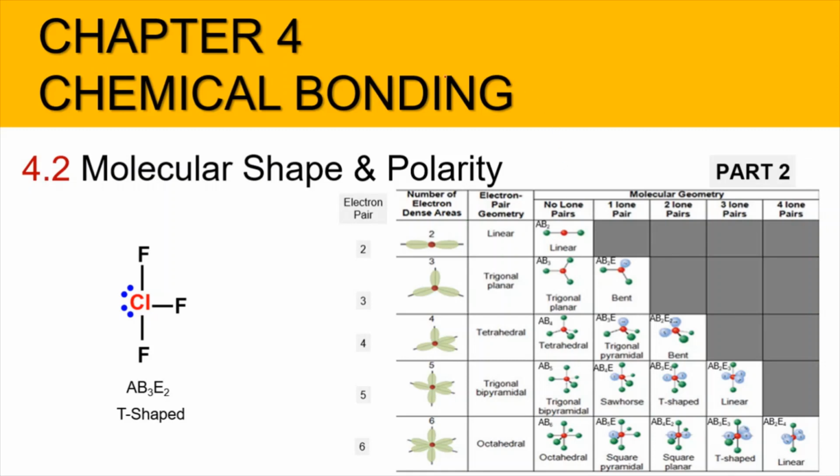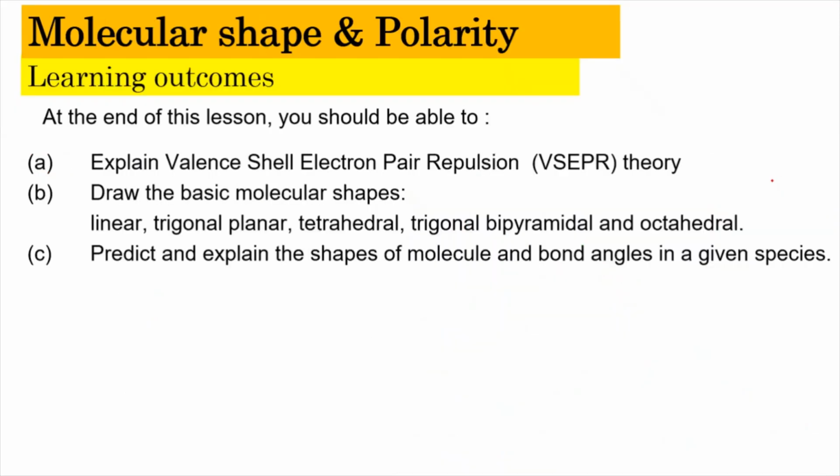So now we are in chapter 4, chemical bonding, and the subtopic 4.2, molecular shape and polarity, part 2 of the video. In this video, we're going to learn how to predict and explain the shapes of molecules and bond angles in a given species by looking at examples. For learning outcomes A and B, we have looked at those in the previous video, which is part 1. So without any further ado, let us start with part 2 of the video.